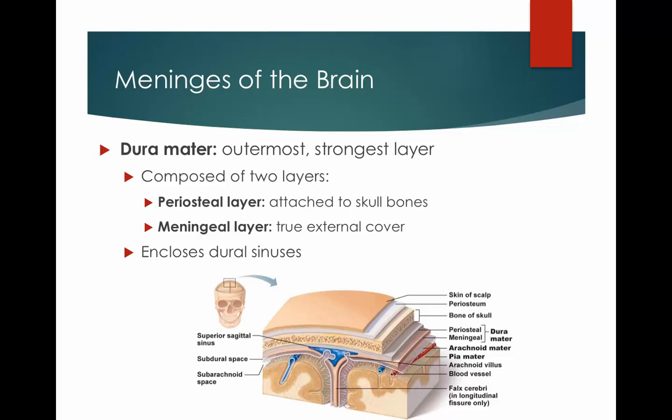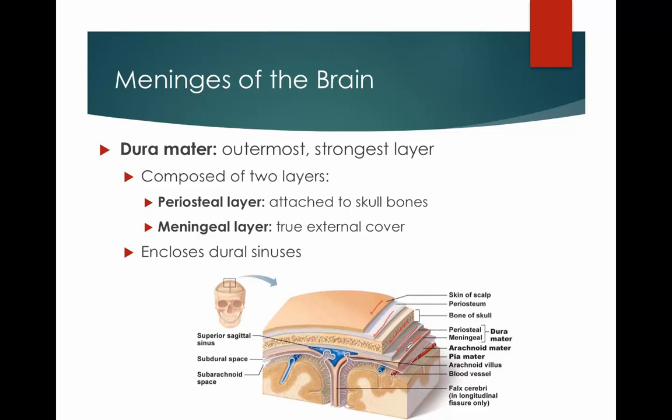So the first layer is the periosteal layer, and that's going to be found right on the inner surface of the bone. So if we look here, starting from the exterior, we have the scalp, we have the periosteum, which covers the bone, we have the bone itself, right? So we've got compact bone, diploe, compact bone, and then on that underlying surface of the bone, we have the periosteal layer of the dura mater. And this is going to be dense connective tissue, right? And then as we go inside from that, we have the true covering of the brain, also a dense connective tissue, and that is going to be the meningeal layer.